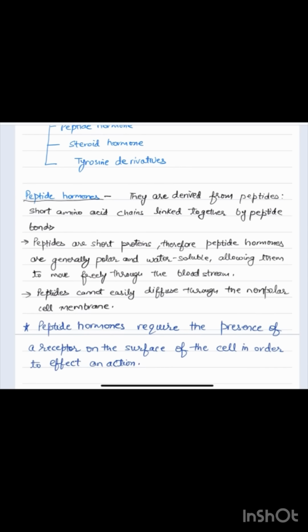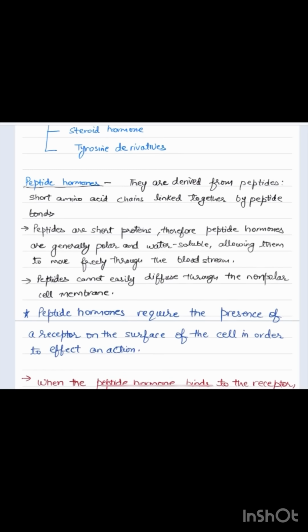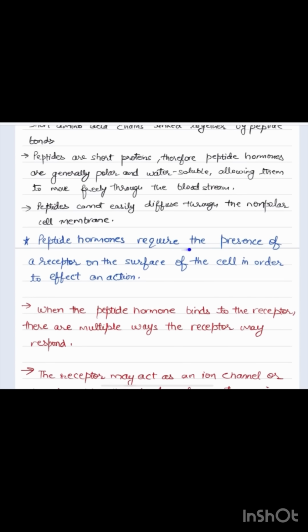The peptide hormones are derived from peptides, short amino acid chains linked together by peptide bonds. Peptides are short proteins, therefore peptide hormones are generally polar and water soluble, allowing them to move freely through the bloodstream. And they cannot easily diffuse through the nonpolar cell membrane. So they require the presence of a receptor on the surface of the cell in order to effect an action.